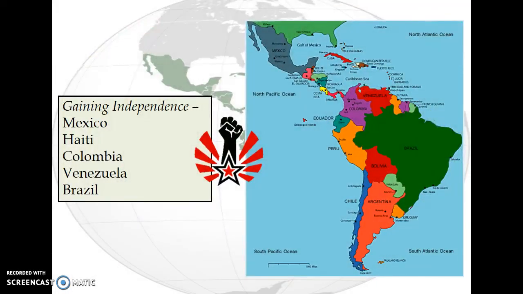So all of these things led to independence. French, Spanish, and Portuguese colonies gained independence, and selected countries that gained independence during the 1800s were Mexico, Haiti, Colombia, Venezuela, and Brazil. And Brazil was a Portugal property, or a colony of Portugal, if you will.